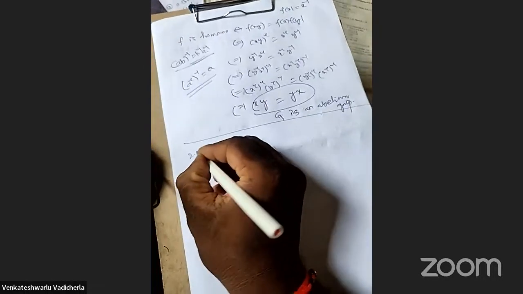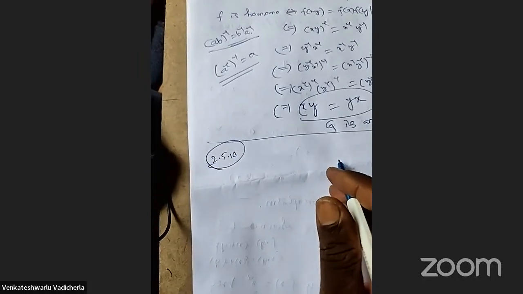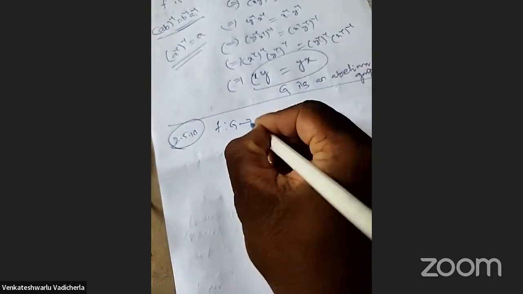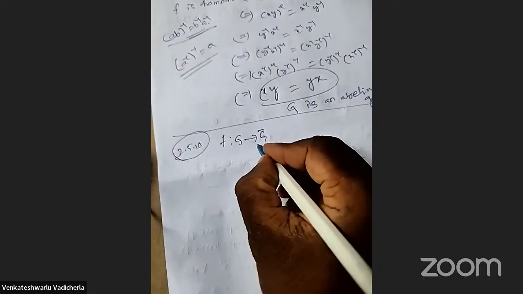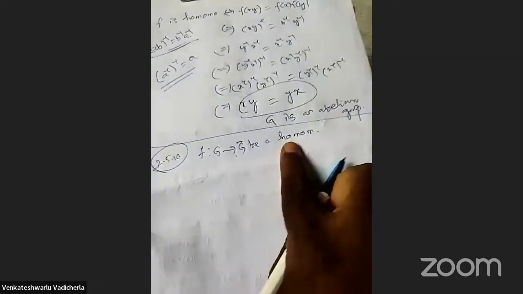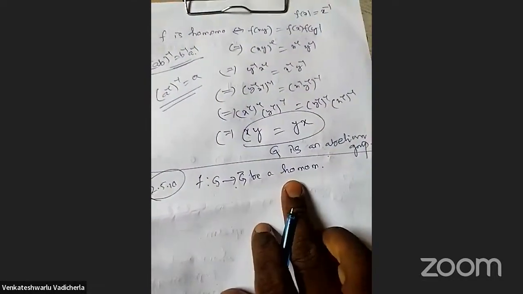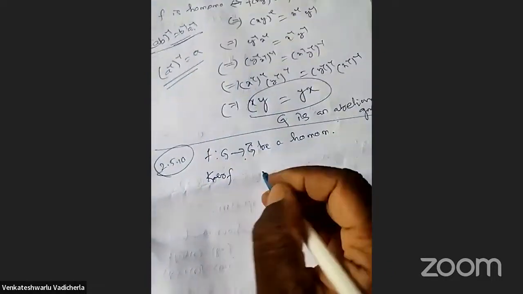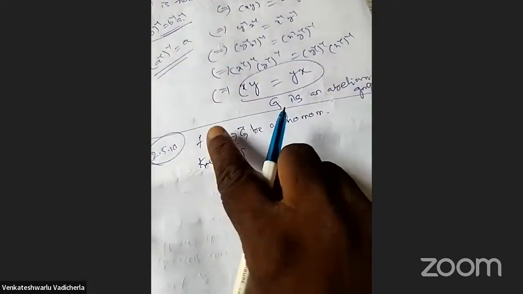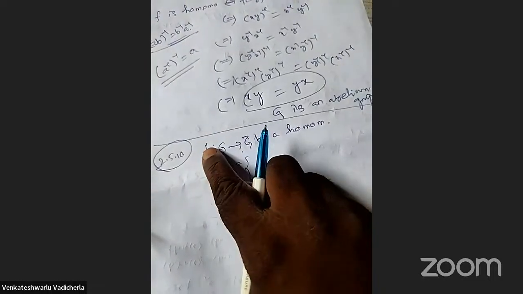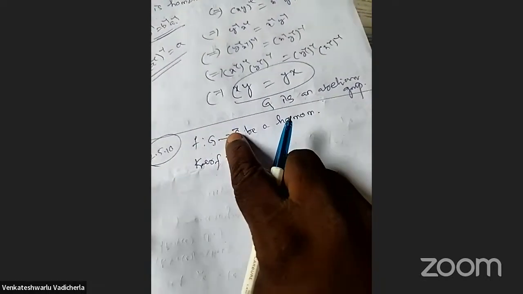So the topic is 2.1.10. This is the definition, the kernel of a homomorphism. The question given is f from G to G bar, where G is one group and G bar is another group, and f is a homomorphism. We define the kernel of a homomorphism. The kernel is the set of all those elements of G, the domain, which are mapped by the function to the identity element in the codomain.